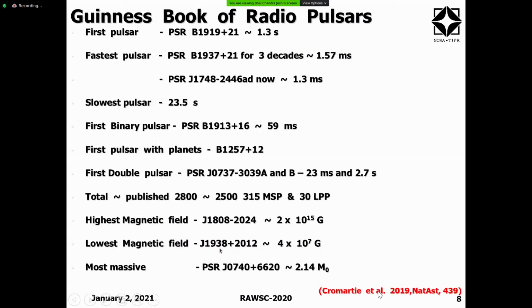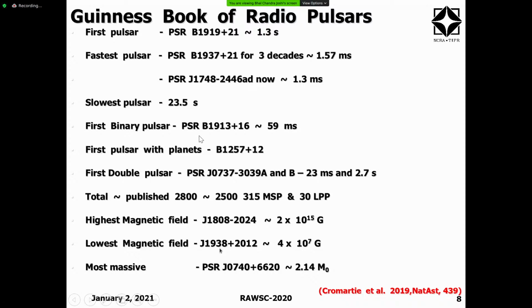There are a large number of interesting pulsars, and I have just listed some of them. The first pulsar which we talked about was 1919 plus 21. The fastest pulsar, the second fastest is 1.57 millisecond, but the fastest pulsar is now about 1.3 millisecond. The slowest pulsar is about 23.5 seconds. The first pulsar which goes around another neutron star was discovered in 1975, which also earned a Nobel Prize. It's called the Hulse-Taylor pulsar, 1913 plus 16.